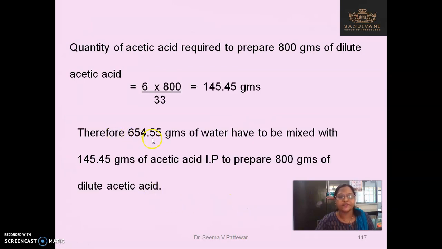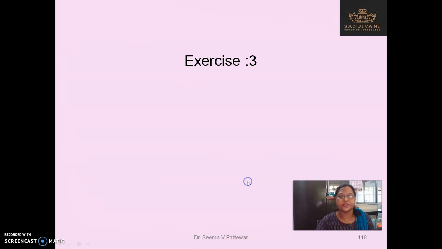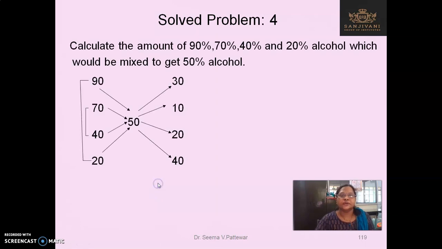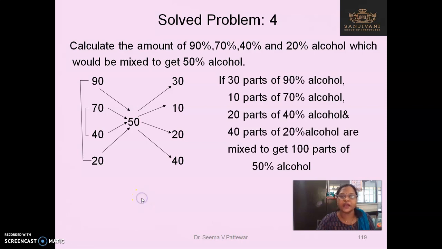Therefore 654.55 grams of water have to be mixed with the 145.45 grams of acetic acid to prepare 800 grams of dilute acetic acid. So again, try to solve this also. If the 4% are given, how can you calculate?